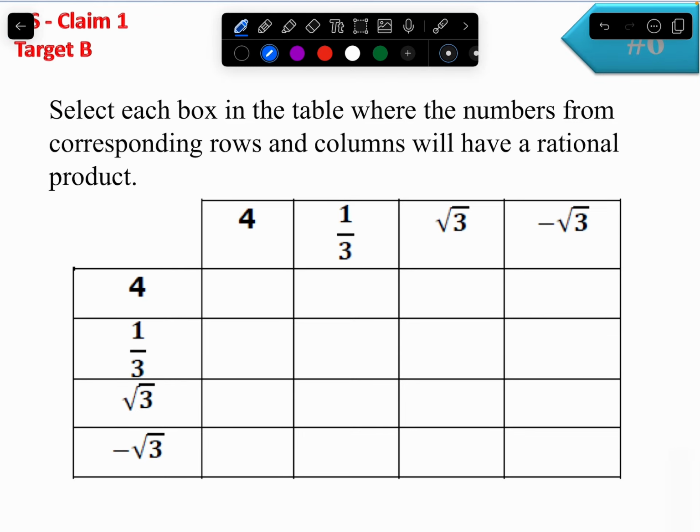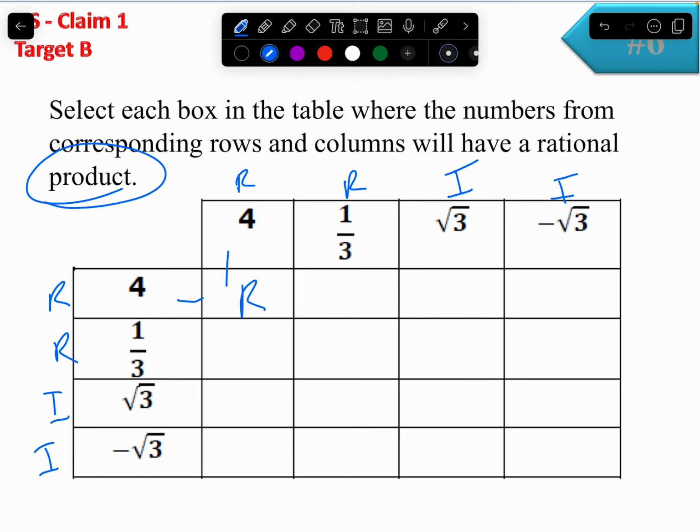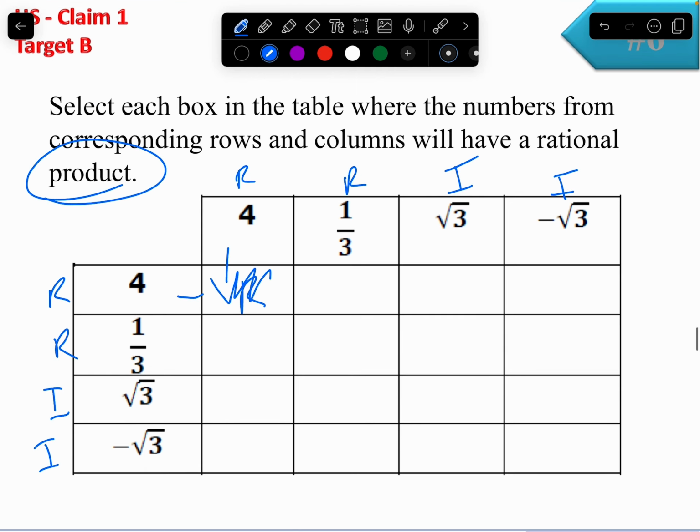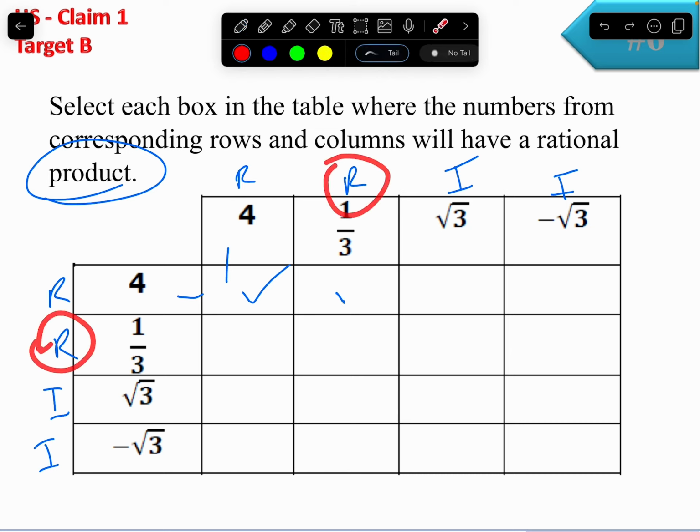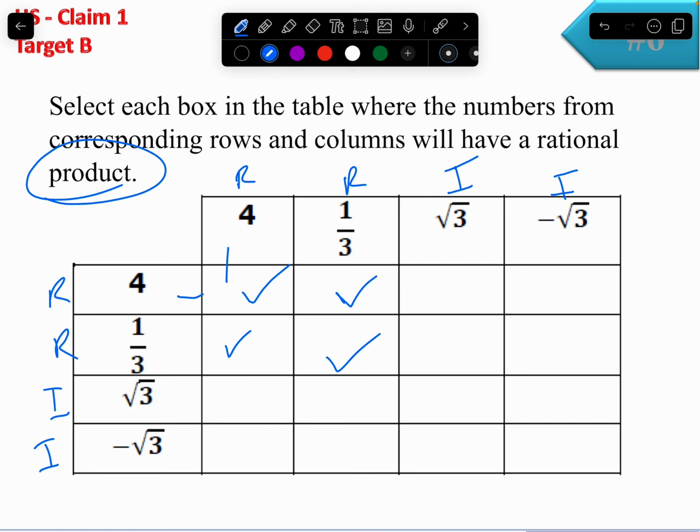Now here, same thing. Now we have product. So let's label our table here. Rational, rational. So this is 16. That is a rational number. So I would shade this. I would check this box. Check a rational times rational. Right here. So rational, rational, rational, right here.